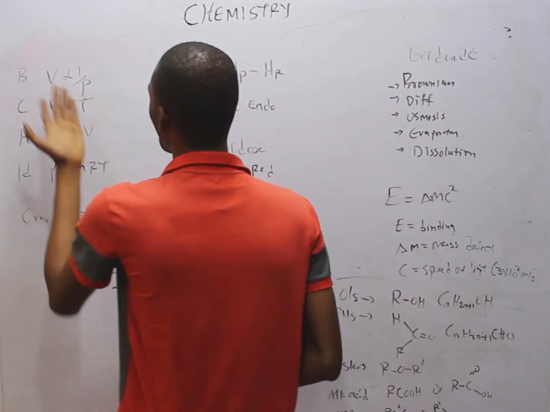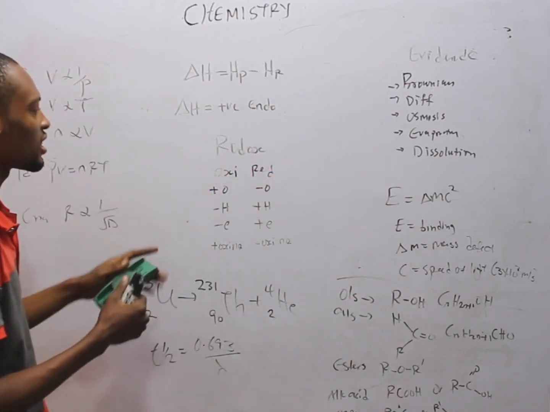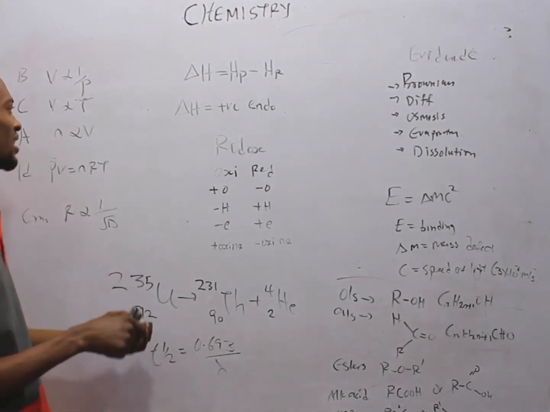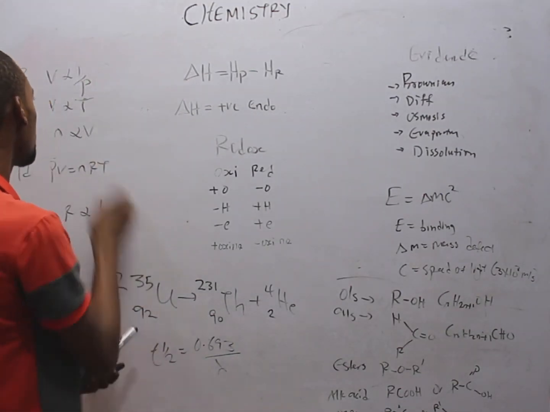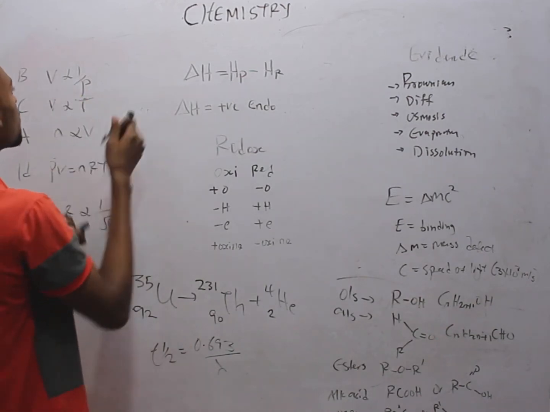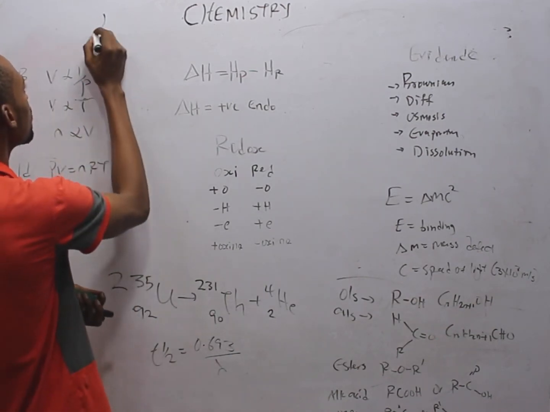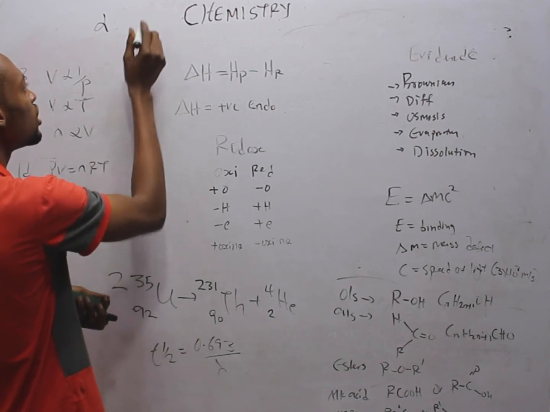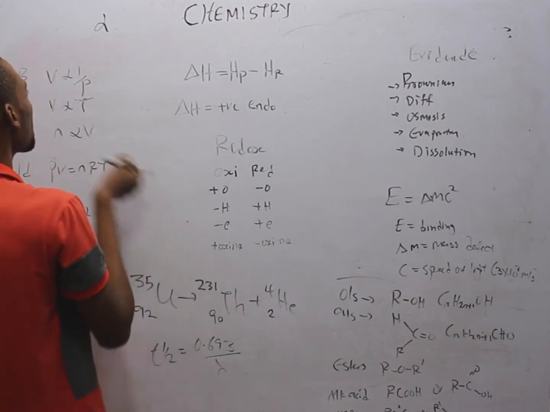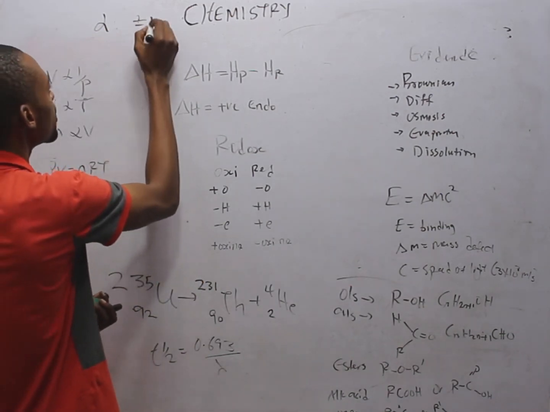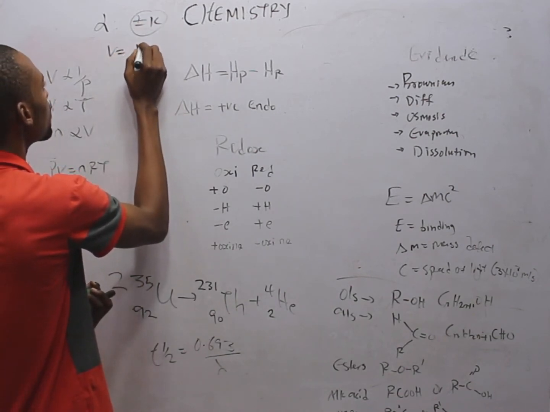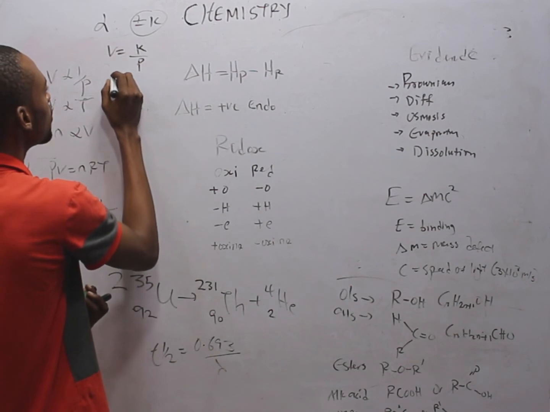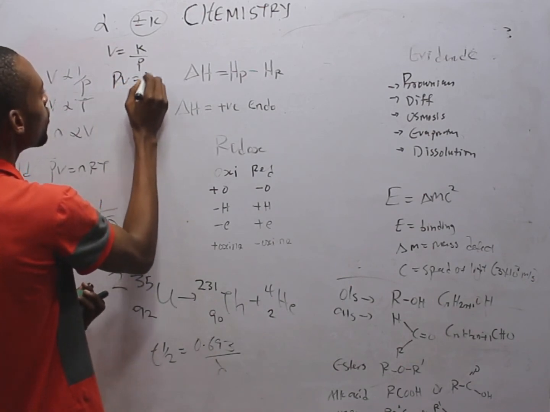Okay, the first one, Boyle's law. It states that the volume of a given mass of gas is inversely proportional to its pressure, provided temperature is constant. To change proportionality to equality, we introduce a constant K. In that case, V equals K over P, so PV equals K.